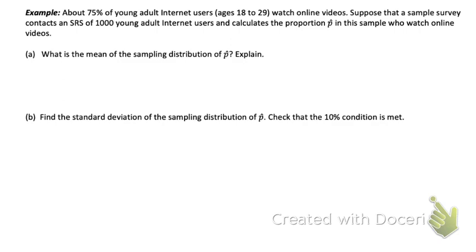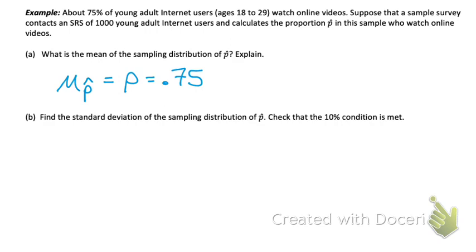So if the population has 75% watching online videos, then when I take a sample of 1,000, I should get an average of 75% watching online videos. So the mean of the sampling distribution of p-hat is just equal to the population proportion, which was given to us in the problem, which is 0.75. The mean of p-hat is just equal to p, and that's 0.75. How do I know that? Because the formula says so. That's how I explain it. I write the formula.